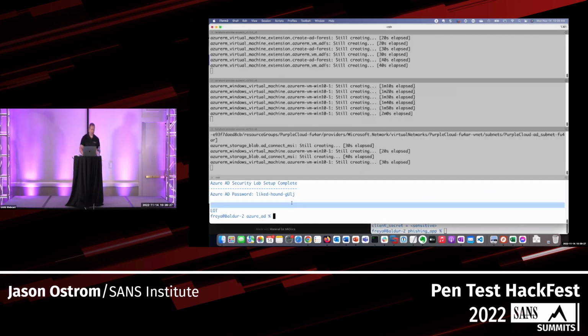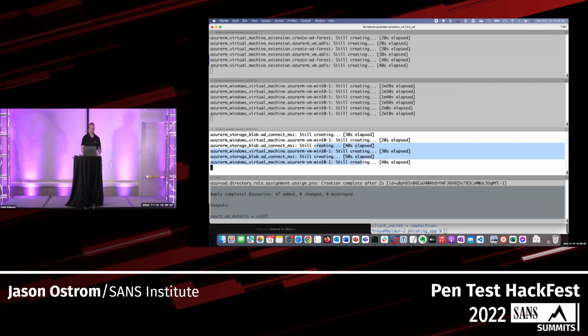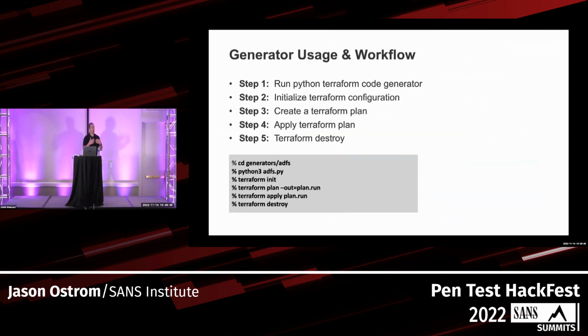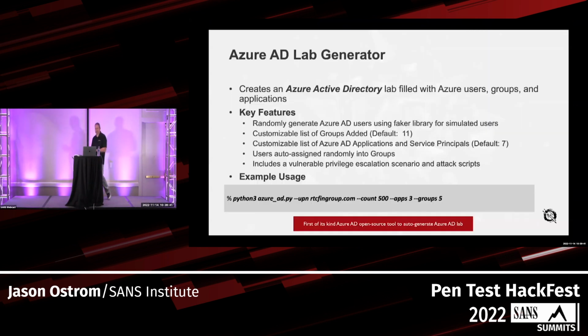So you see how fast some of these have already, the Azure AD Lab was super fast. These ones are still building because they're creating Azure VMs. Now I'm going to go back to the slides and let's talk about each one of these generators, okay? So Azure Active Directory, let's talk about the features and capabilities. This one is a first of its kind Azure Active Directory lab that you can use to create your own PenTest lab for Azure AD.